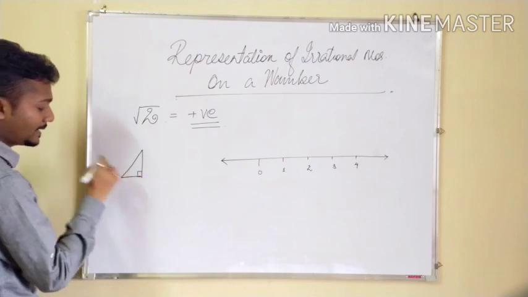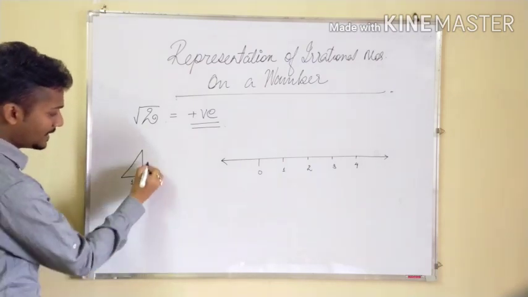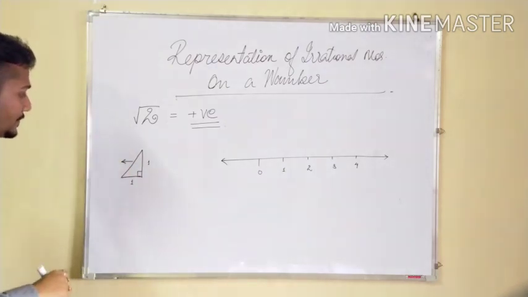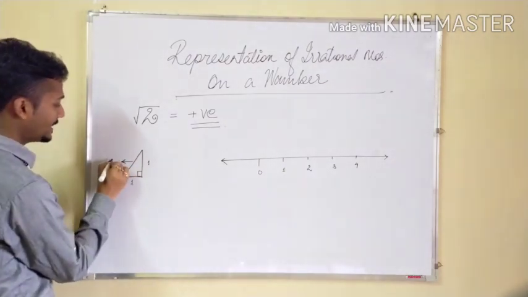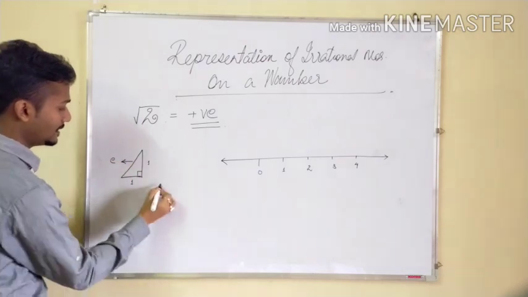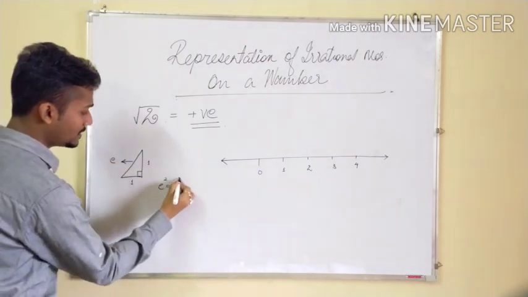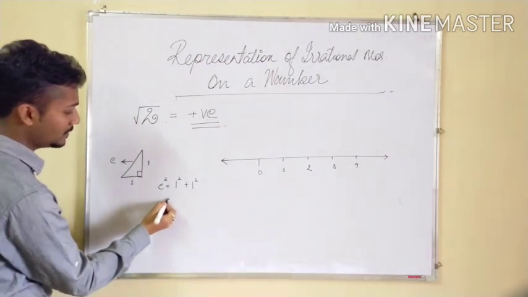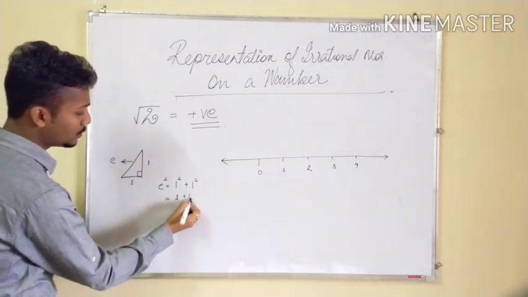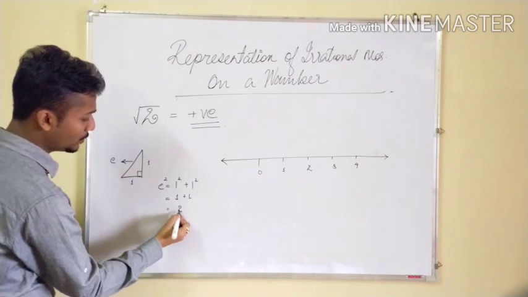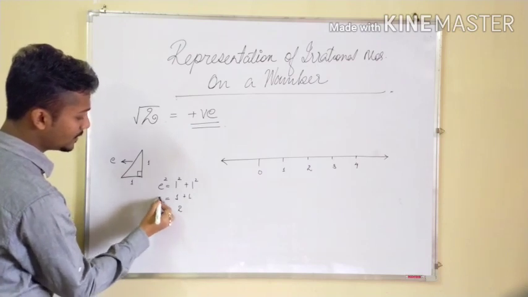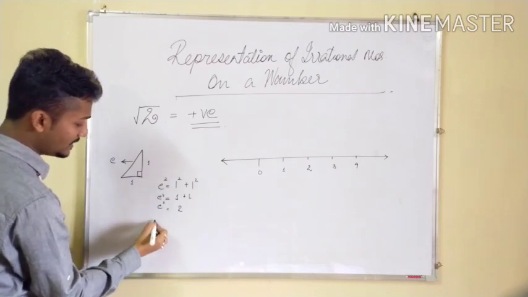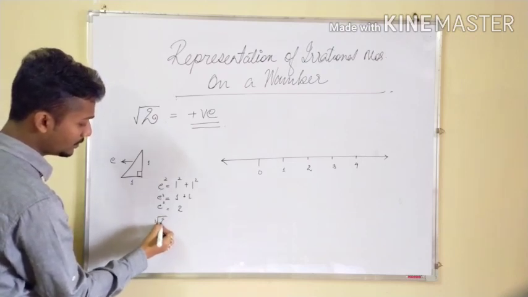Now see here in this part. This is a right angle triangle. If this is 1 and this is 1, what will be the measurement of this? Let me take it to be c. c square is equal to 1 square plus 1 square by the application of Pythagoras theorem. Then it will be equal to 1 plus 1 is equal to 2. That means c square is equal to 2. Now, if I want to find out the value of c, what will I do?